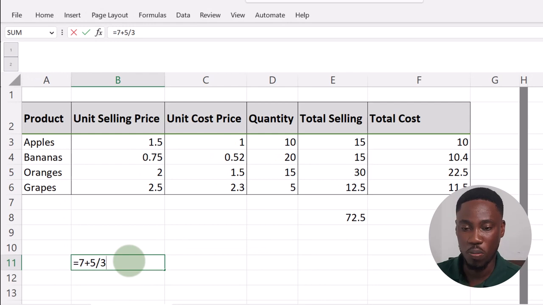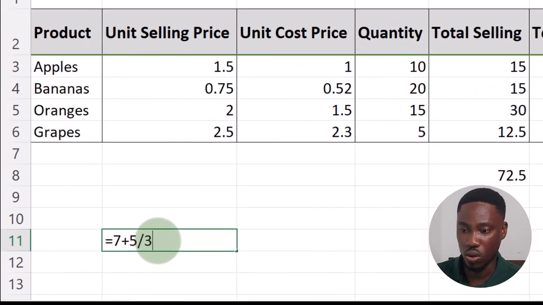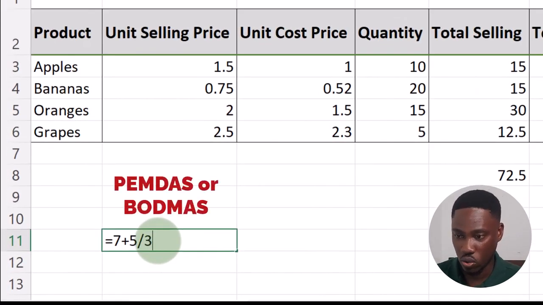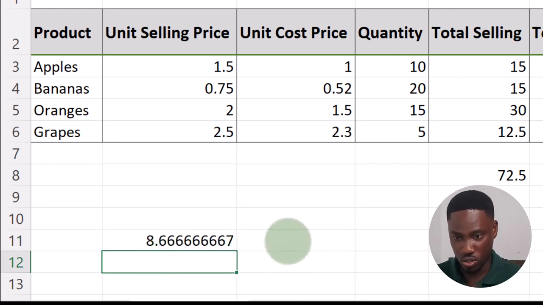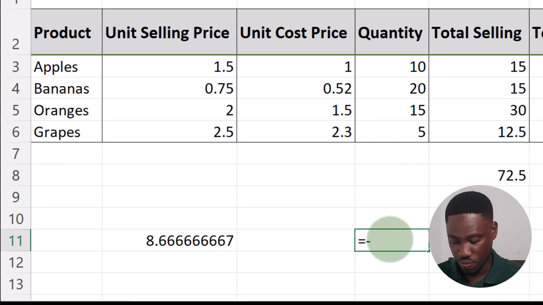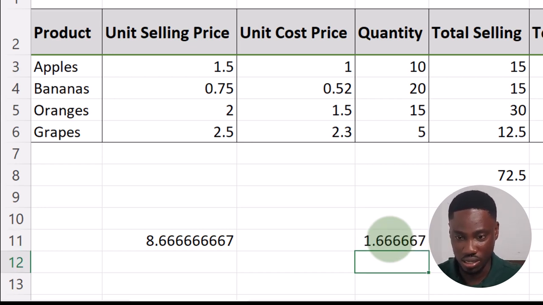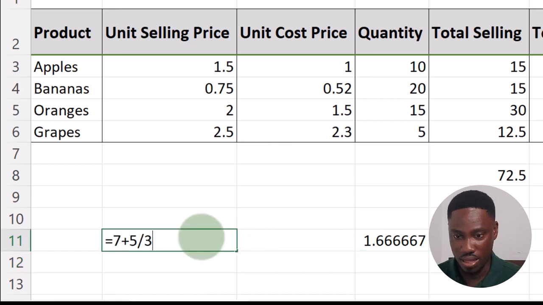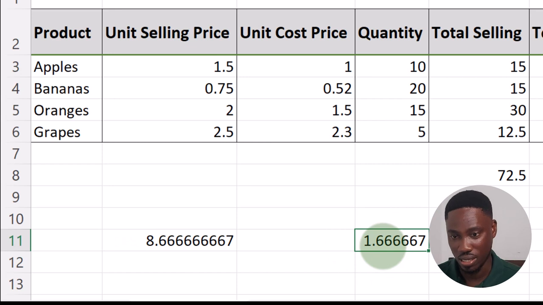So let's go back to this example again. So now if we follow this order, then we are looking at multiplication and division first. So it's going to first do 5 over 3, which gives us 1.667. And then it's going to add 7 to that, and that's going to give you the 8.6667.